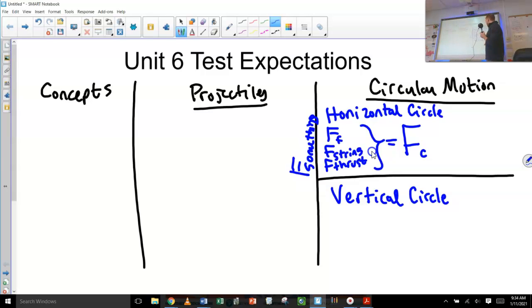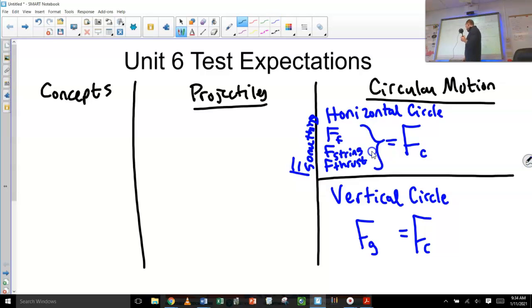In a vertical circle, at the minimum speed, like a lot of times the question will say, what's the minimum speed you need to do to make a loop? Gravity turns you. So these are the big concepts going on inside of this chapter.